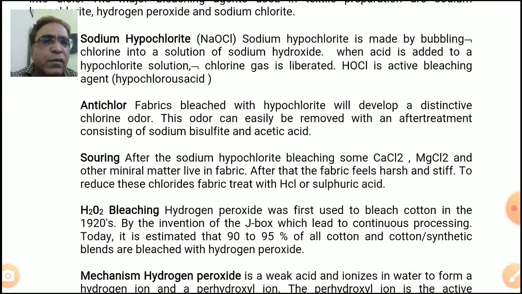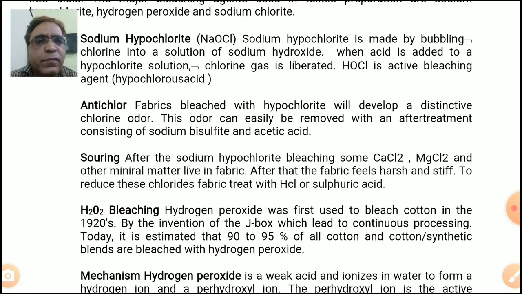After that, because we use some soda, alkaline conditions are there. After the sodium hypochlorite bleaching, some calcium salts, magnesium salts and other mineral matter are left in the fabric, and the fabric feel becomes harsh. To reduce these, the fabric is treated with some acid. This is called the souring treatment. So to improve the handle of the fabric, we give some acidic treatment to remove these salts specifically.